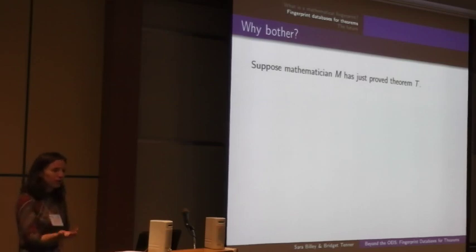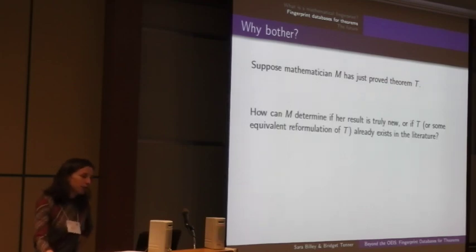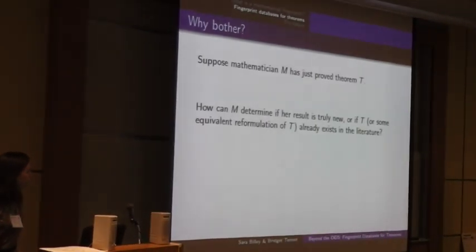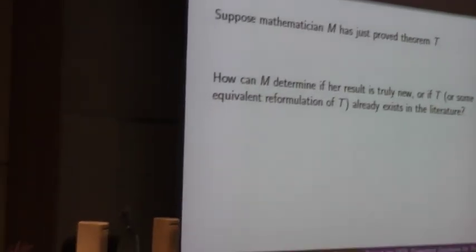So let's say you have a mathematician M, and M has just proven a theorem T. Then determine if a result is truly new, or if this theorem or some equivalent reformulation of it already exists in the literature. We've been there. We've suffered from this, probably. But this is something you want to do. You've already done some literature search, but you should expand it and check, is your result already known? And that's hard. That's really hard.